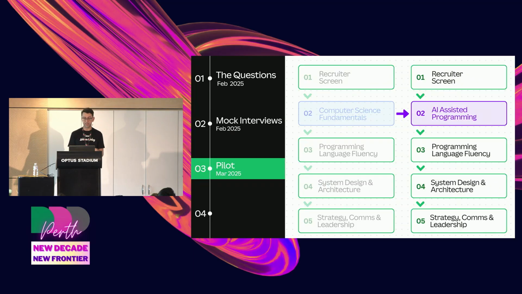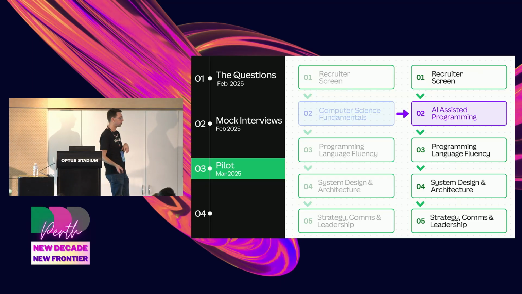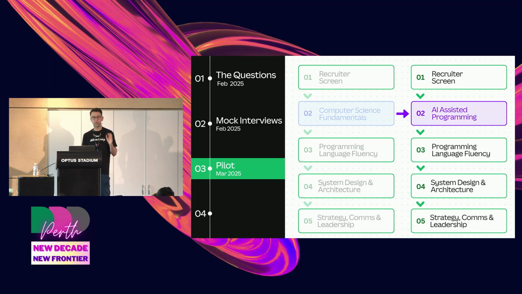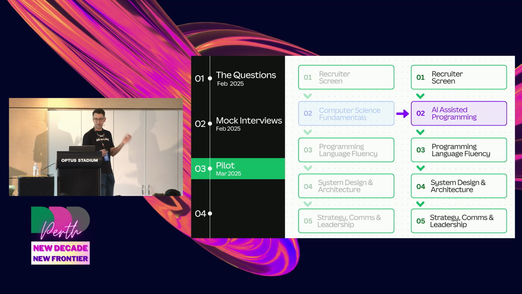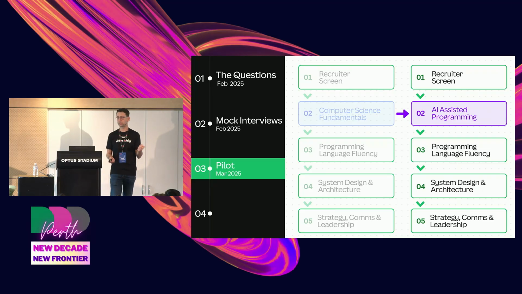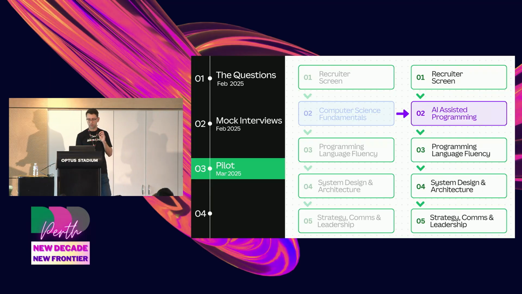So, based on our findings from the mock interviews, we made the decision to replace the computer science fundamentals interview format with a new AI-assisted programming format. This was a really significant change because computer science fundamentals had been a cornerstone of our technical interviews for many, many years, and removing it was not without risk. So to balance this risk, because we also wanted to make progress here, we made the call to leave the rest of the interview rounds as is and address them later on.